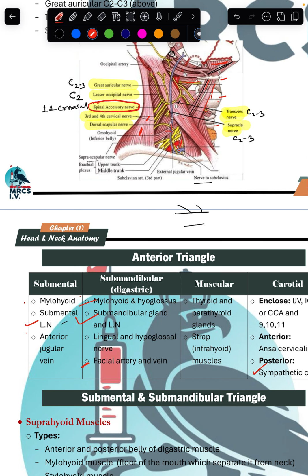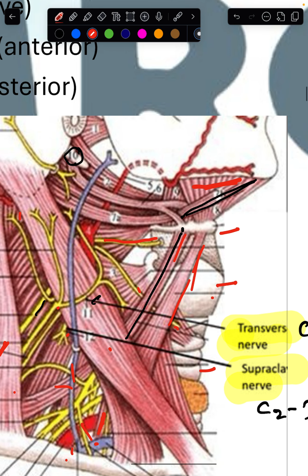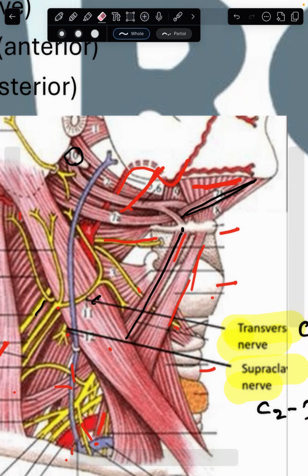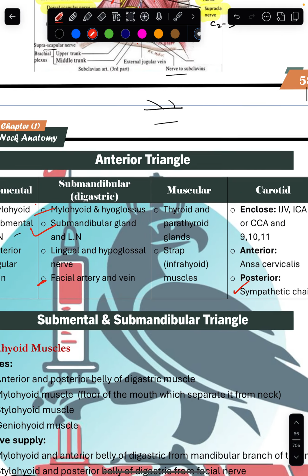Then you can see lingual and hypoglossal nerve, facial artery and vein. Again, if you see here, submandibular gland is there. This is the artery coursing like this, and facial vein will be like this. So there are 2 important vessels, facial artery and vein. We will see when we will read on the submandibular gland.